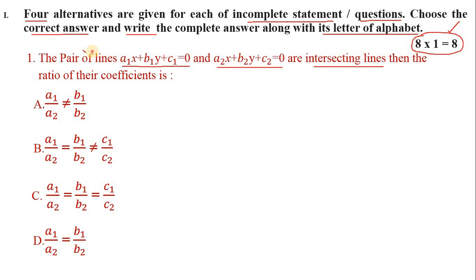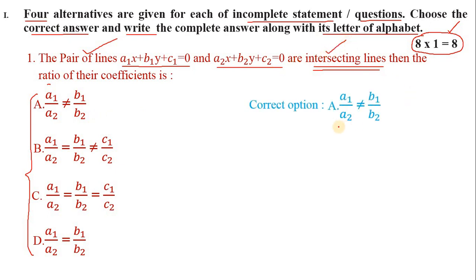Children, this question is from the chapter A Pair of Linear Equations. So here they are asking for which kind of coefficients. If you look here, they have given ratios of coefficients. So for which ratio will the lines be intersecting? The correct option is the first, that is a1/a2 is not equal to b1/b2.